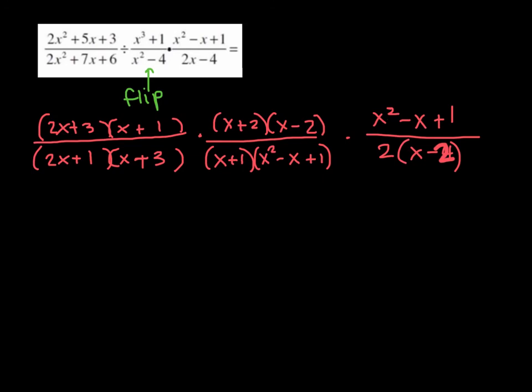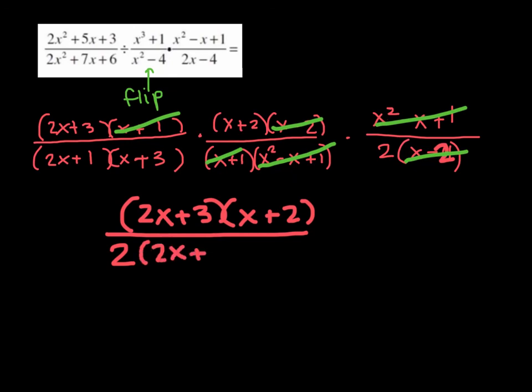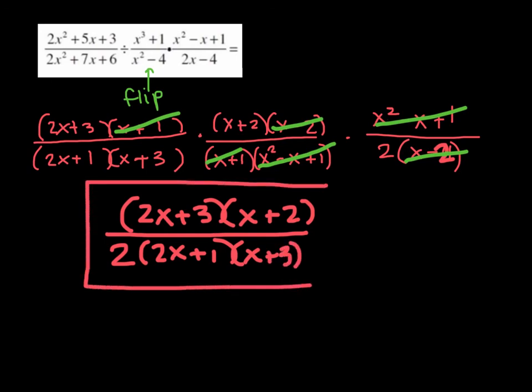Now I'm just going to start crossing off common factors. Well, first I can get rid of that trinomial. I can get rid of that x minus 2. I can get rid of this x plus 1. And I think that's all I can get rid of. So I'm going to have 2x plus 3 times x plus 2 over, I'm going to put this 2 in the front. So I'm going to bring this 2 out here in the front. And I have 2x plus 1 over x plus 3. And that would be my final answer. It's really not pretty, but it is simplified quite a bit from this original problem.